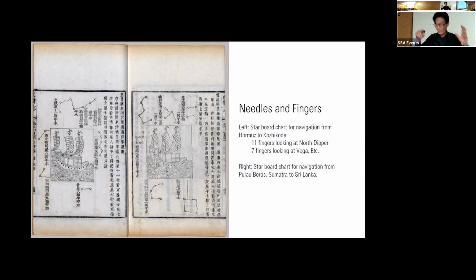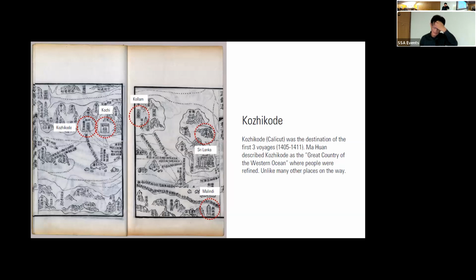So it's written interestingly. This is the navigation map, and the left image shows the star board chart for navigation from Hormuz to Calicut. From Hormuz to Calicut is one of the most difficult stretches of the voyages. And the right one describes the route from Pulau Barus in today's Malaysia and Sumatra to Sri Lanka. Again, that's the open sea, and it's really difficult. So these are a few of the navigation maps you find. They describe the difficult parts of the voyages.